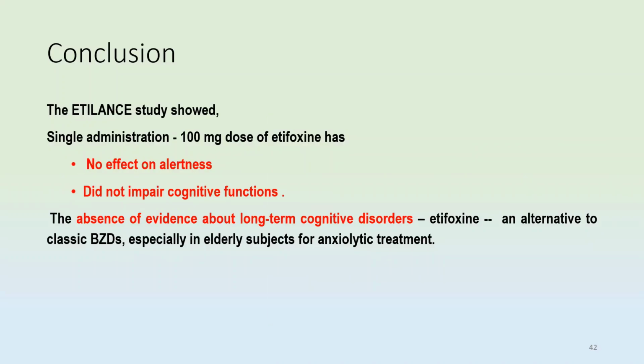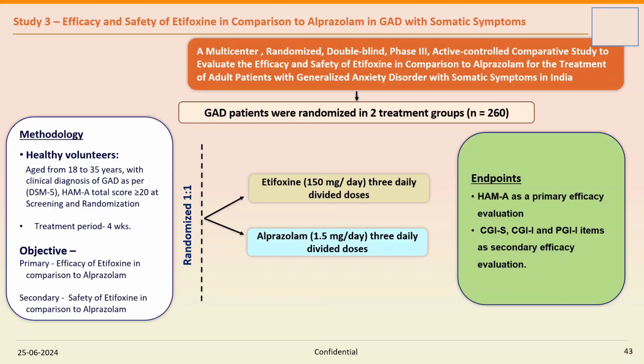Conclusion: the Etilance study showed that a single administration of a 100 mg dose of etifoxine has no effect on alertness and did not impair cognitive function. With the absence of evidence about long-term cognitive disorders, etifoxine is an alternative to classic benzodiazepines, especially in elderly subjects for anxiolytic treatment. This is the third study.